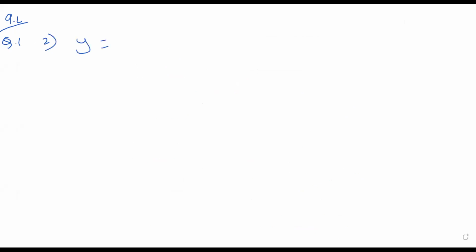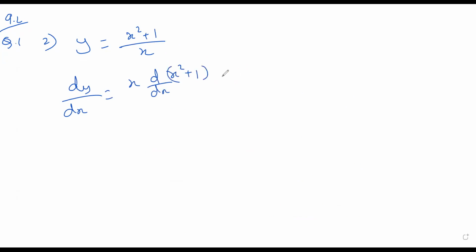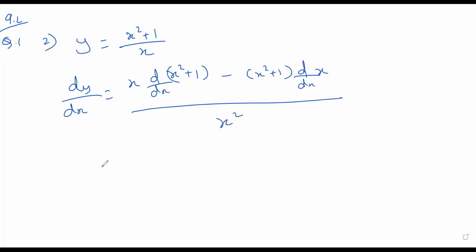y is equals to x square plus 1 upon x. So dy by dx is x d dx of x square plus 1 minus x square plus 1 d dx of x whole thing upon x square. So it is x square plus 1 चा derivative है 2x minus x square plus 1 d dx of x चा derivative है 1 whole thing upon x square.